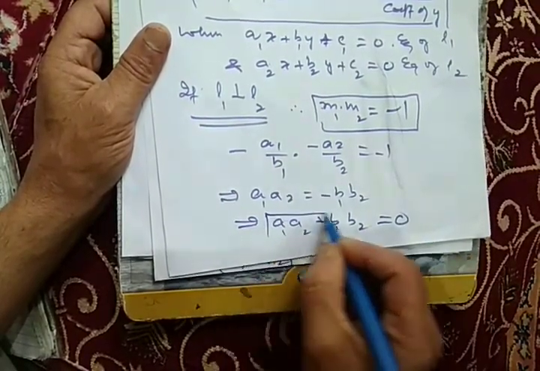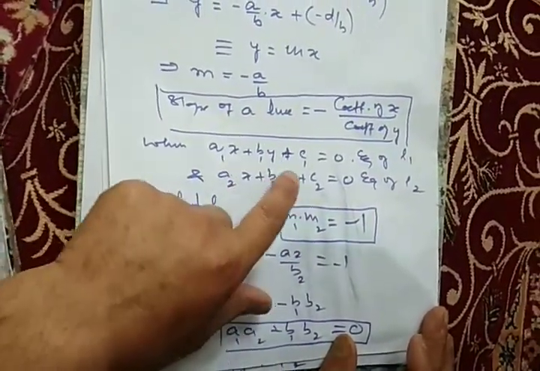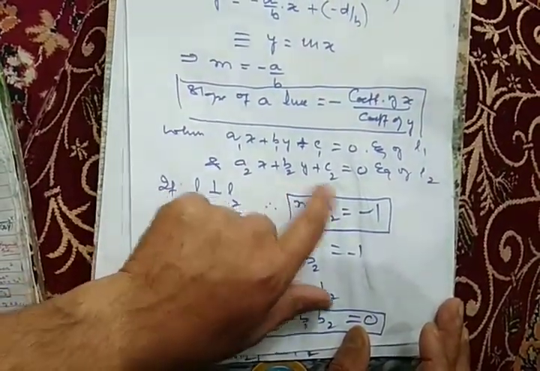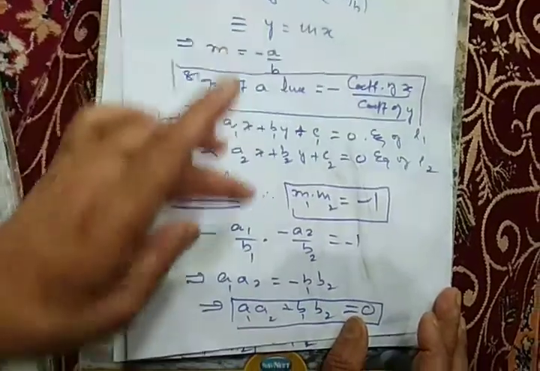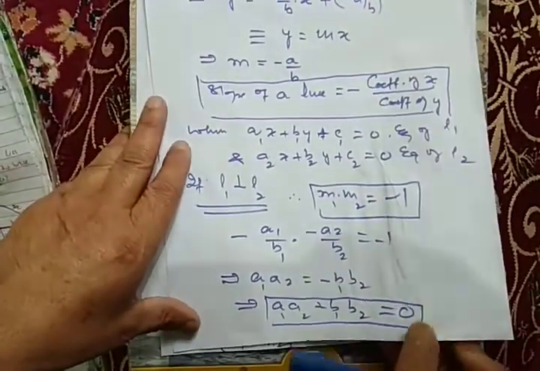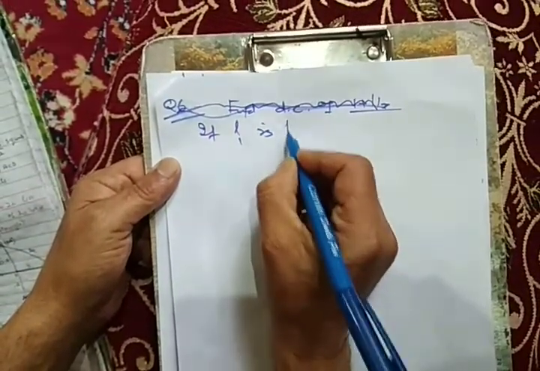This is the condition when the two lines, that is line L1 whose equation is a1x plus b1y plus c1 equal to 0, and line L2 whose equation is a2x plus b2y plus c2 equal to 0, are perpendicular: a1 a2 plus b1 b2 is equal to 0. Now next, L1 is parallel to L2.